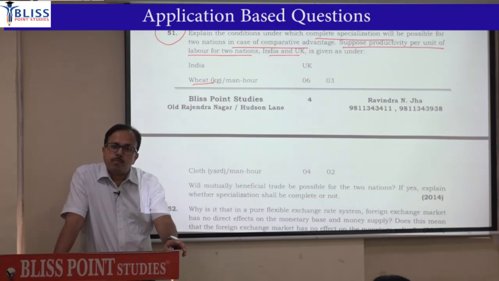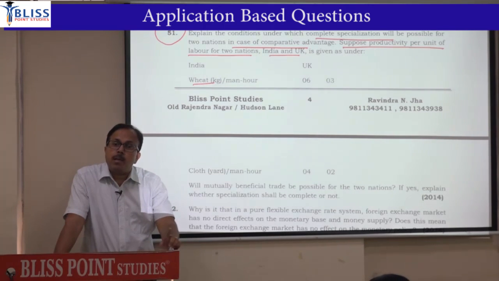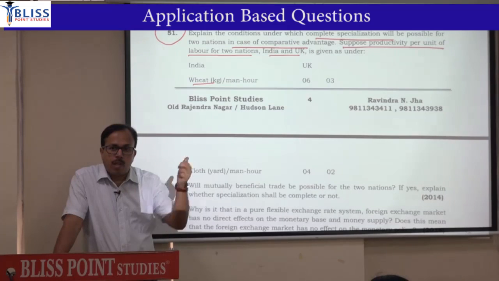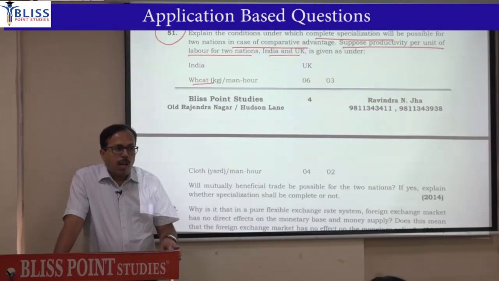What is ALC? Unit labor requirement. So that was 4 hour, 6 hour. That means to produce 1 unit, how much time will it take? And here what is given? How much output can be produced in 1 hour. So it is not the same number, it is the inverse of that. It is the opposite.